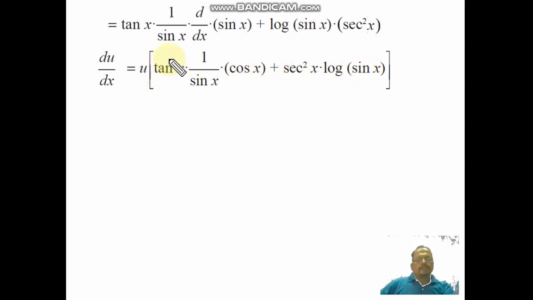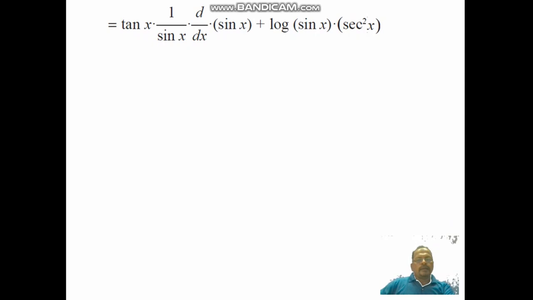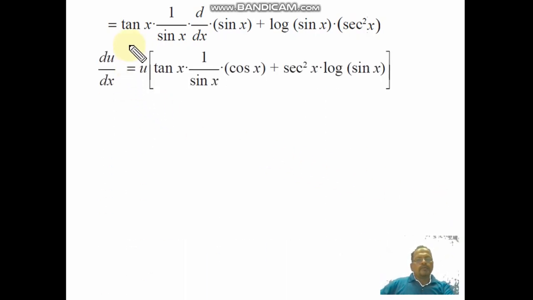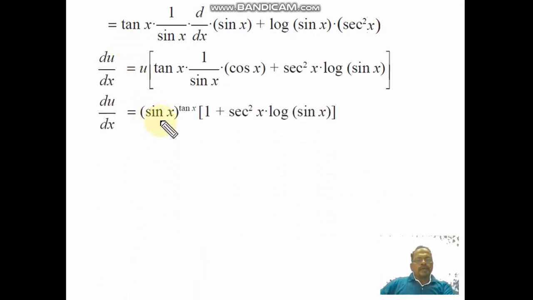Now tan x is sin x upon cos x, that sin x will get cancelled, cos x will get cancelled, and writing u is equal to sin x raised to tan x, we get 1 for this, and sec square x log sin x as it is, and du by dx is sin x raised to tan x multiplied by 1 plus sec square x into log of sin x.